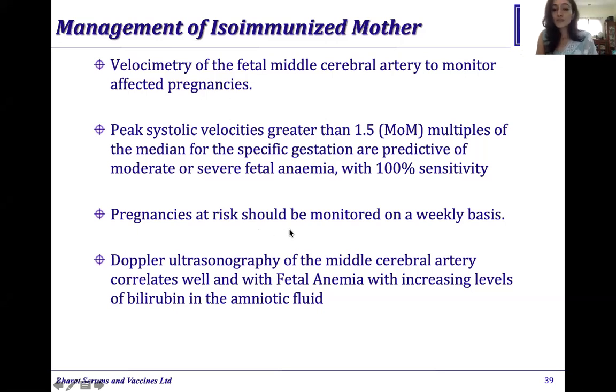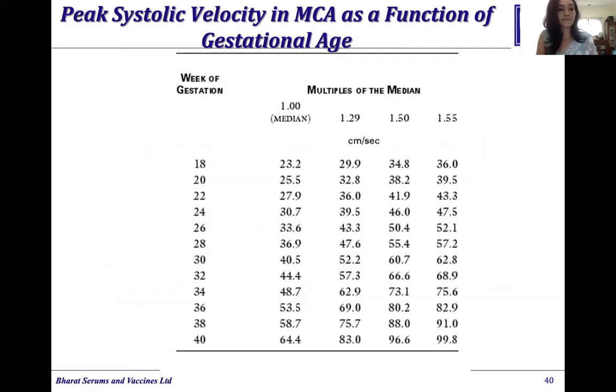Pregnancies at risk should be monitored on a weekly basis. We look at the MCA PSV on a weekly basis. And of course, we just saw that Doppler ultrasound of the MCA correlates very well with fetal anemia and with increasing levels of bilirubin in the amniotic fluid.